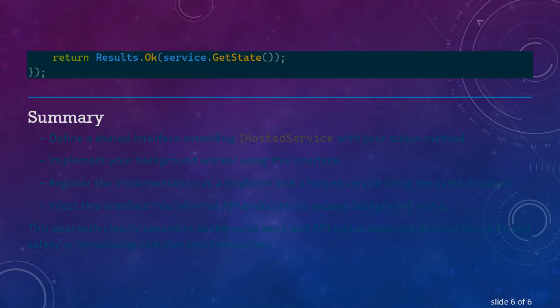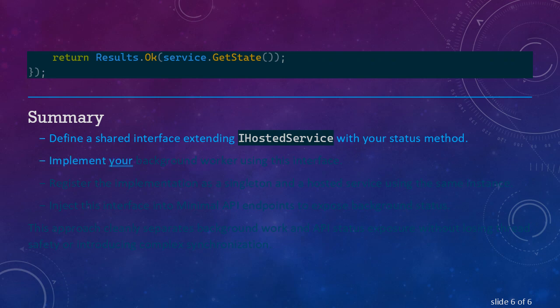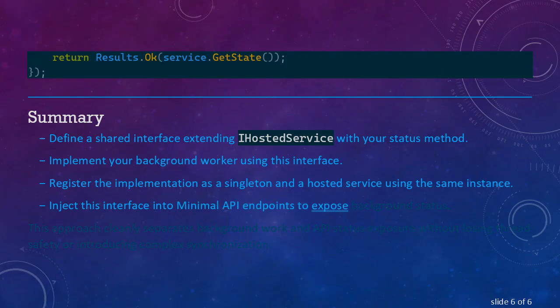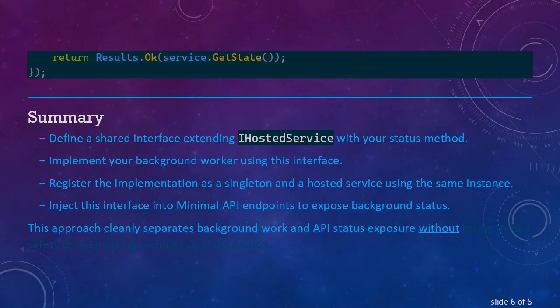Summary. Define a shared interface extending IHostedService with your status method. Implement your background worker using this interface. Register the implementation as a singleton and a hosted service using the same instance. Inject this interface into Minimal API endpoints to expose background status. This approach cleanly separates background work and API status exposure without losing thread safety or introducing complex synchronization.